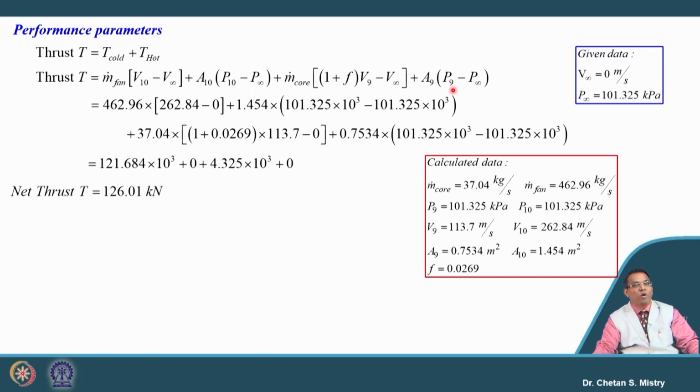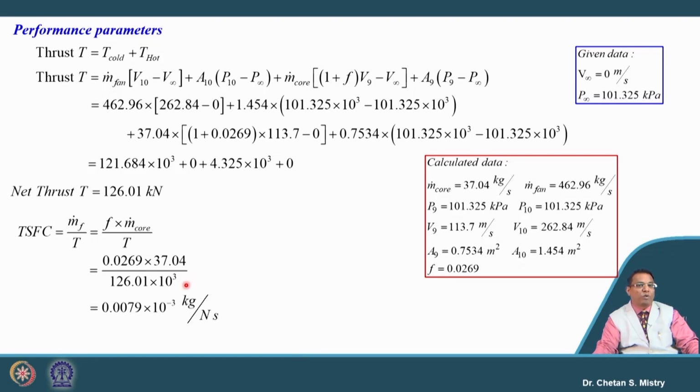Now, the next component we have is the thrust specific fuel consumption. This thrust specific fuel consumption we write in terms of f into m dot core divided by thrust. These numbers are known to us. We know f is 0.0269, my core mass flow rate is 37.04, and the thrust we have calculated. That gives thrust specific fuel consumption to be 7.9 gram per kilonewton second.